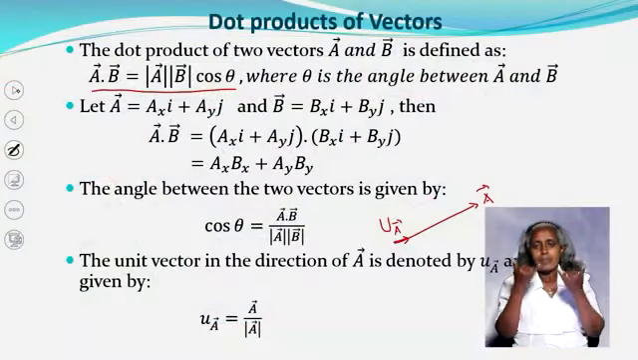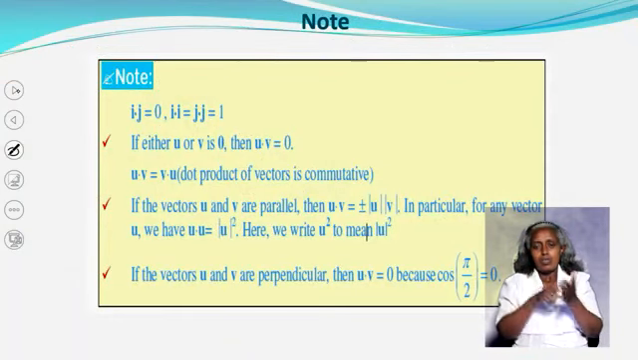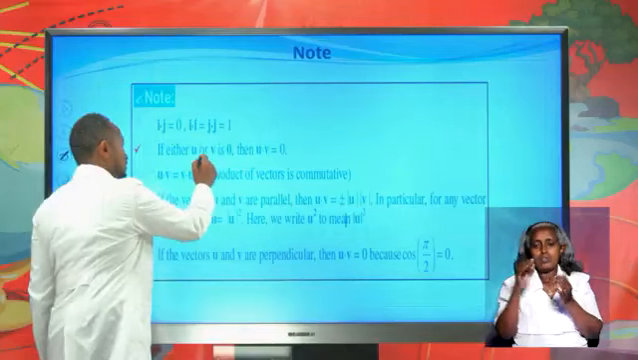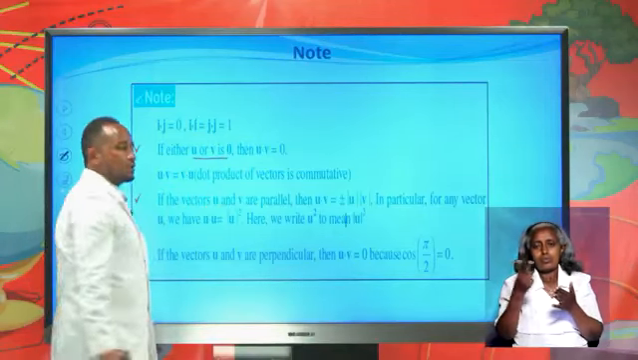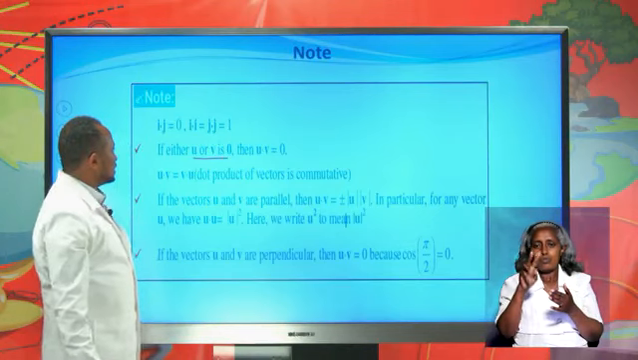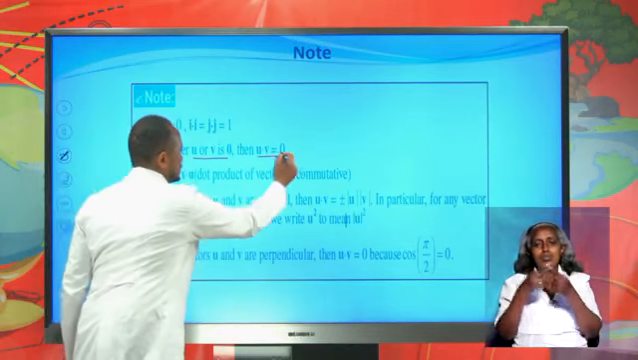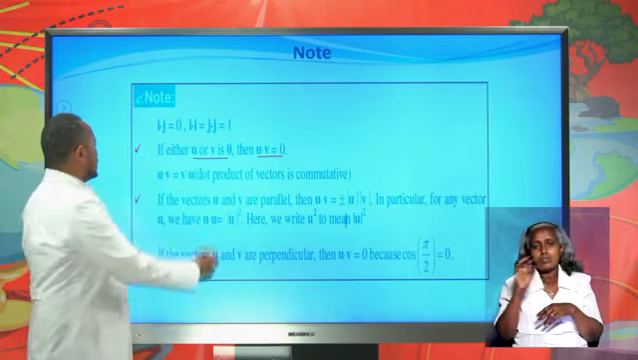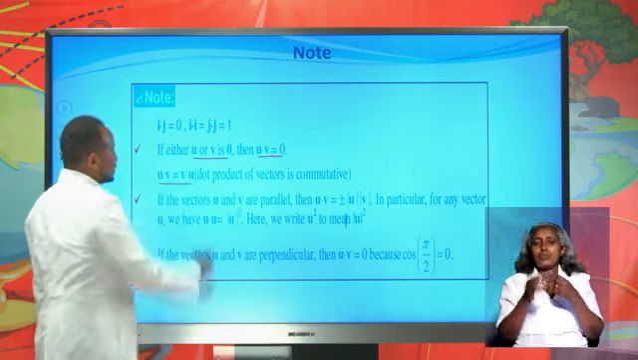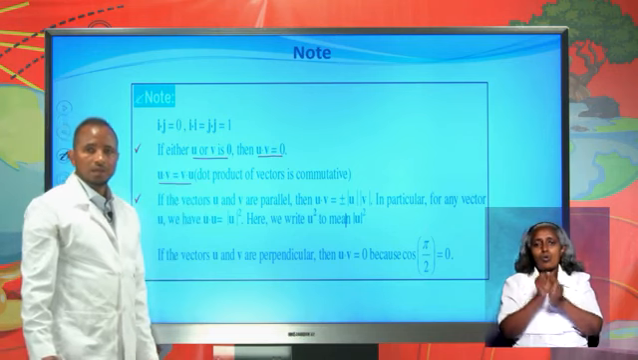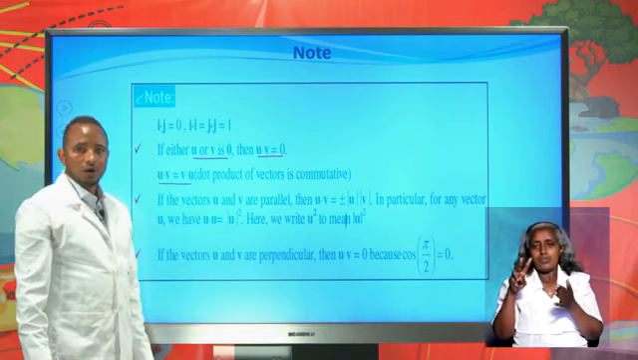Okay, now let's continue. The dot product of I with J is 0, and I with I, J with J gives you 1. If either U or V is 0, then the dot product will be 0. And the dot product is also commutative: U dot V and V dot U are equal.